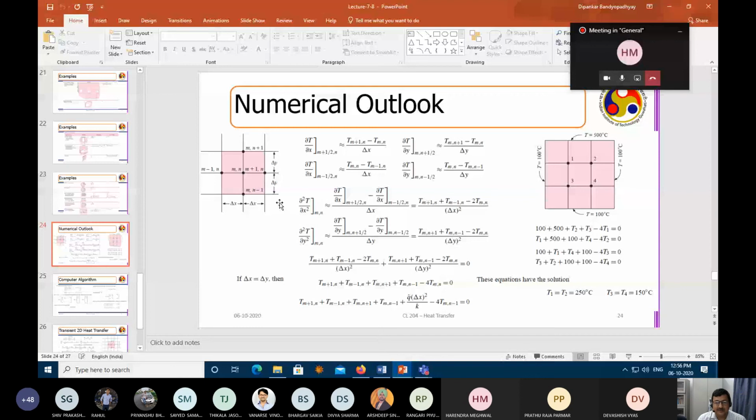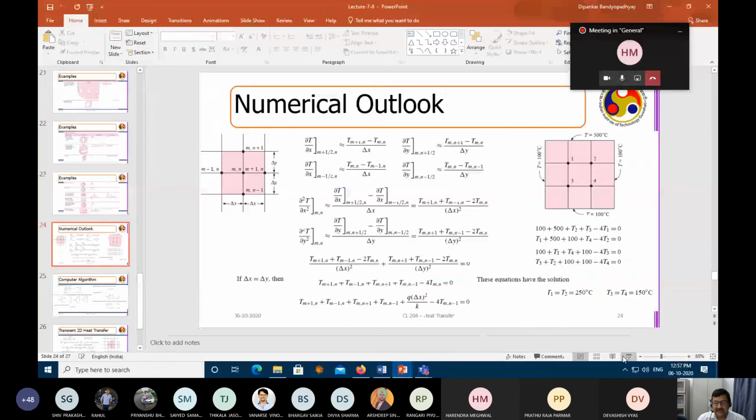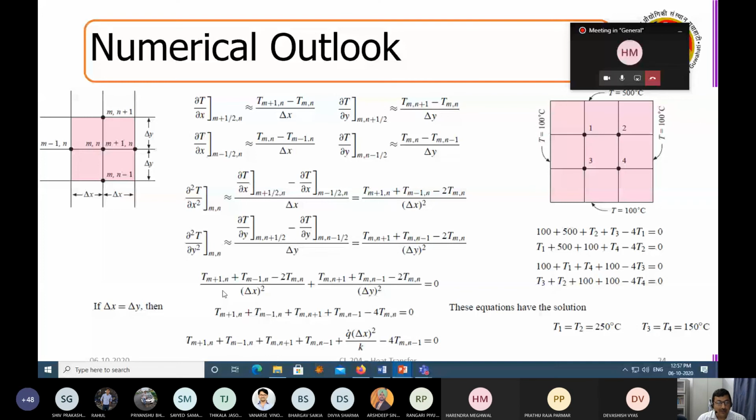I convert these two partial differential equations into what? Into a set of linear algebraic equations. And then what I do for this equation, del square T equal to 0. You can see that straight away it comes out to be an algebraic equation like this. And this is true for all the m and n, including the boundary points.